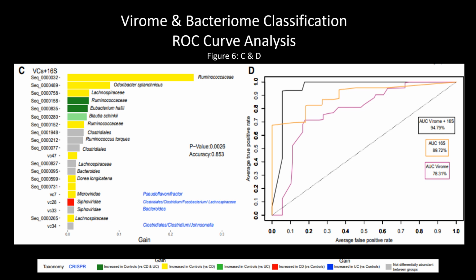Figure D is a receiver operating characteristic curve, which looks at the sensitivity of each model. And this graph just shows that the virome alone is useful, but not as accurate as the bacteriome for predicting IBD. However, it is a stronger correlation when virome and bacteriome are put together. It is the most accurate prediction of IBD, showing that they both play a critical role in gut health and disease.